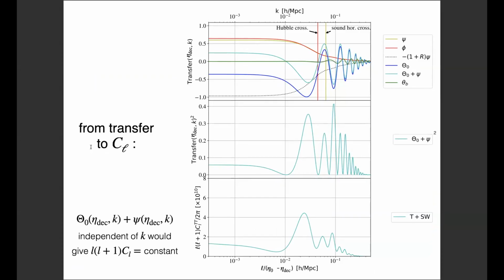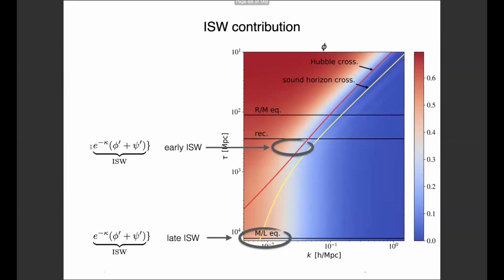Okay, that's nice, but it only gives us one term in the C_Ls, the Sachs-Wolfe term. Let's try to guess what is the contribution of the integrated Sachs-Wolfe term. We expect a contribution from these two regions, the early and late integrated Sachs-Wolfe. Let's try to anticipate where we will see such a contribution. We see that the early integrated Sachs-Wolfe term is important for modes which cross the Hubble radius soon after recombination. These modes should be not very far from the modes that contribute to the first peak.